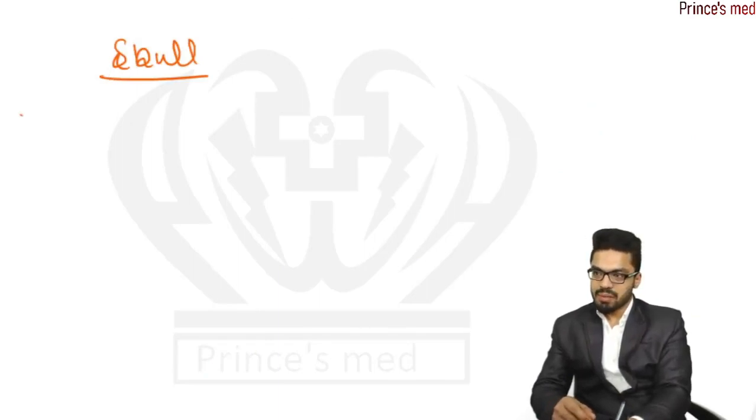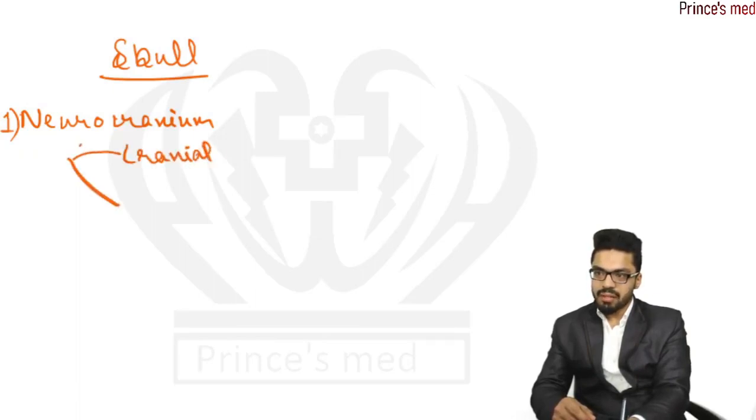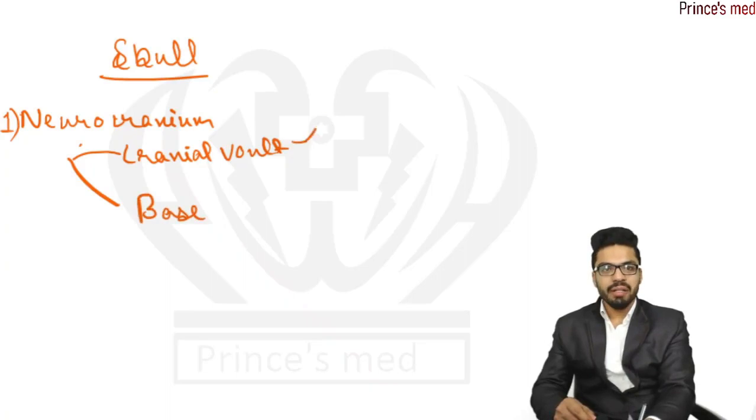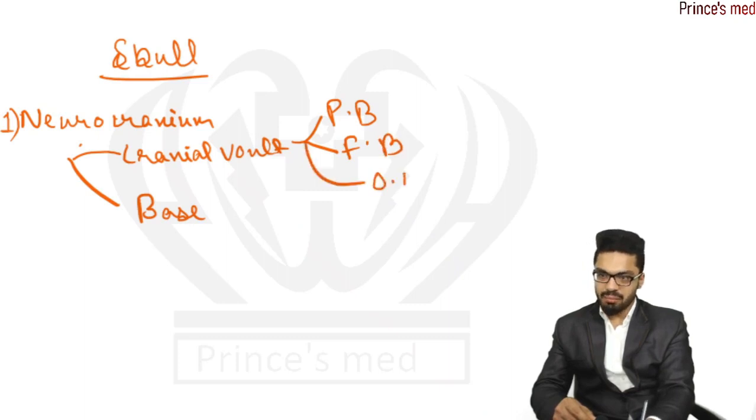So, neurocranium consists of cranial vault and cranial base. Cranial vault includes parietal bone, frontal bone, and occipital bone, and base includes temporal bone, sphenoid bone, and ethmoid bone.